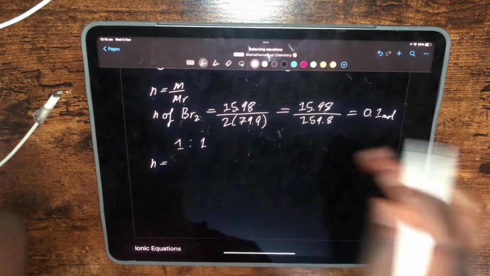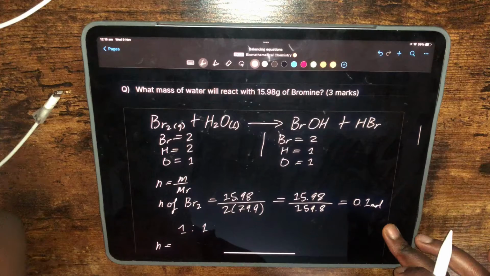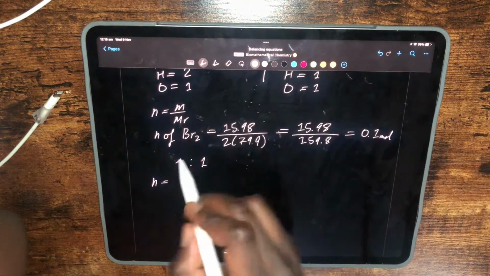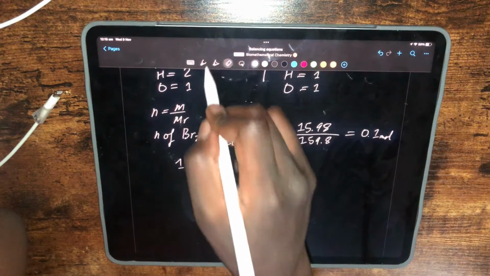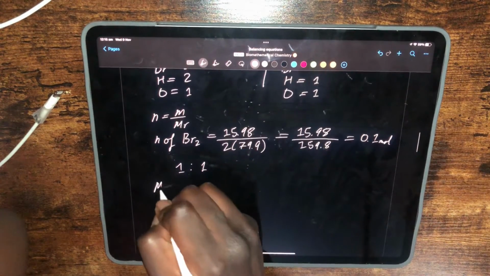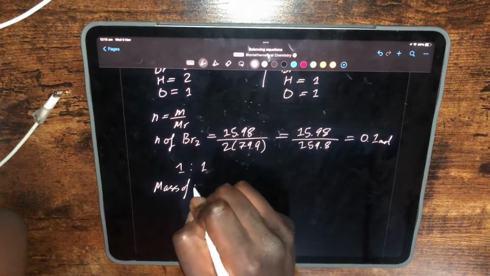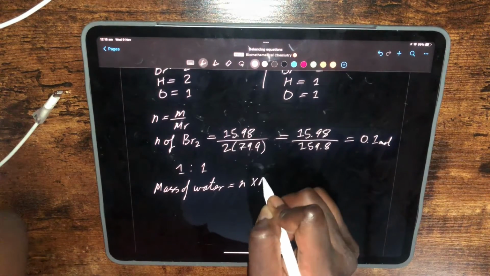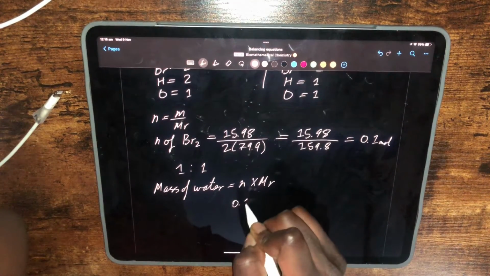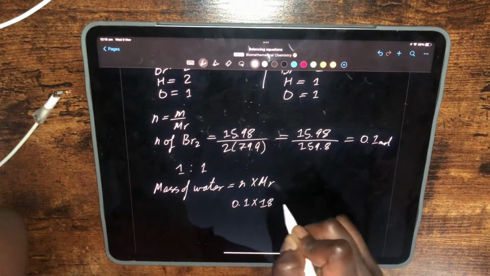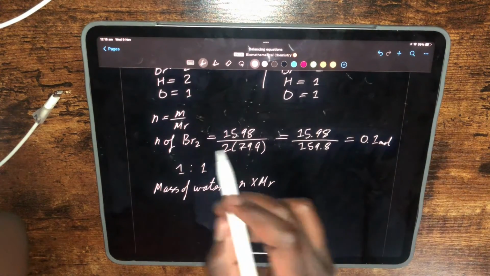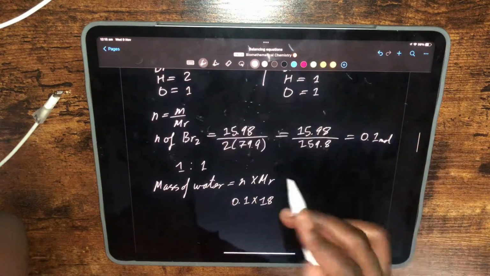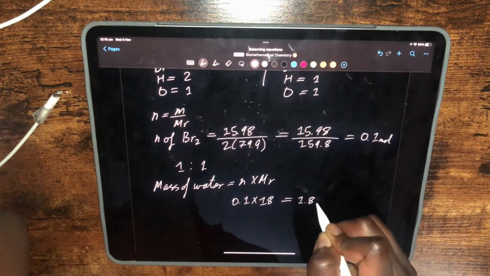They said what's the mass of water, right? So we have the moles, we have the MR also. If moles is equal to the mass over the MR, the mass of water is equal to moles times the MR. So that's 0.1 multiplied by 18. If you didn't know, 16 plus 2, or 1 plus 1, that's just 18, right? 1.8 grams. So the answer is 1.8 grams.